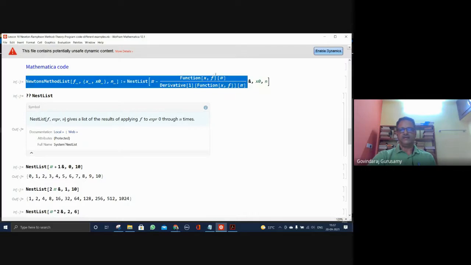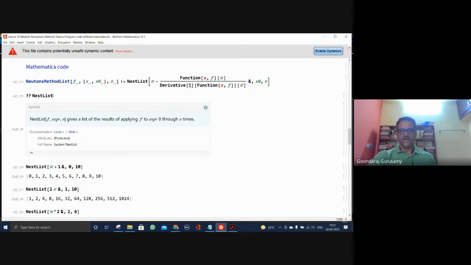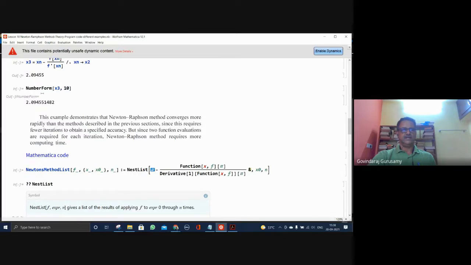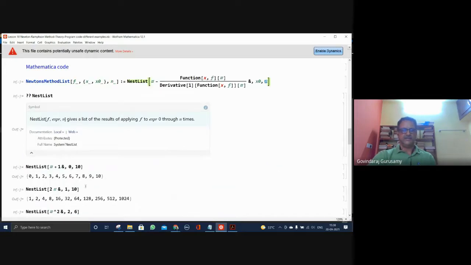But this is nothing but your function, and the derivative one time of this function. Change this hash with x0 as a starting value. You can go step by step, and depending on the number of iterations, you get the results. So this is the step here: Xn is this, and then the function in the numerator and the first derivative in the denominator. With the hash and x0 you can go to the number of iterations that you need, which can be fixed when you give the input.